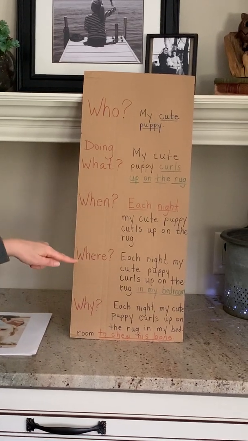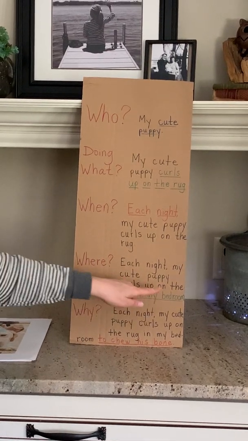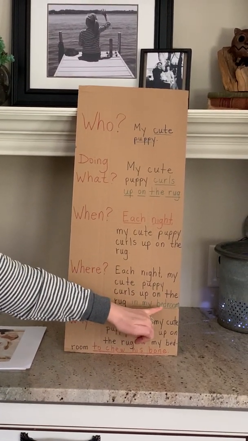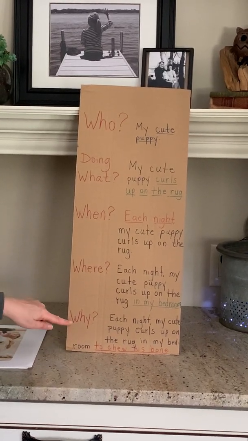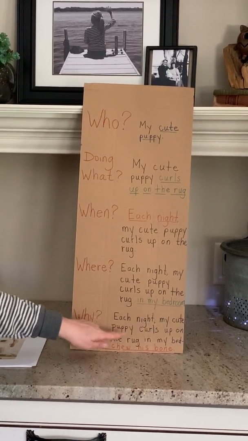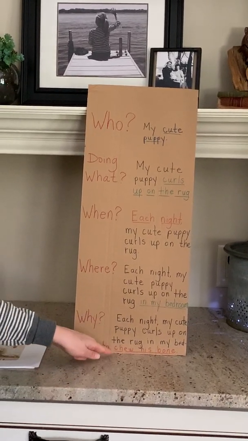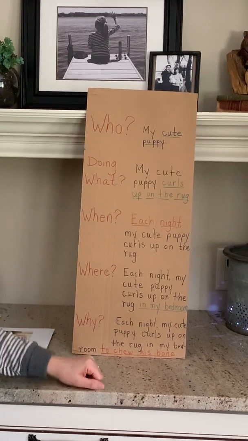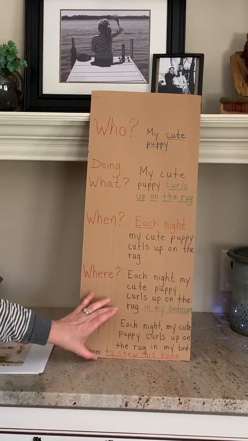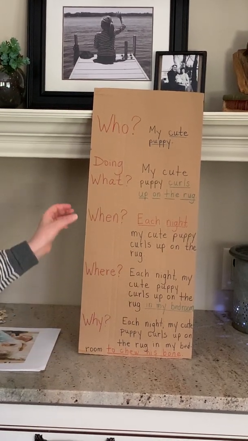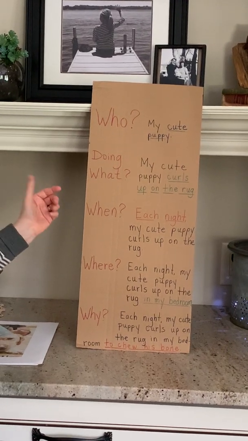Okay, that's great. How about where this is happening? Each night, my cute puppy curls up on the rug in my bedroom. How about we tell the reader why this is happening? Each night, my cute puppy curls up on the rug in my bedroom to chew his bone. Now you can see this last sentence tells the reader many more details of what's going on in your story. And it's really just one sentence.